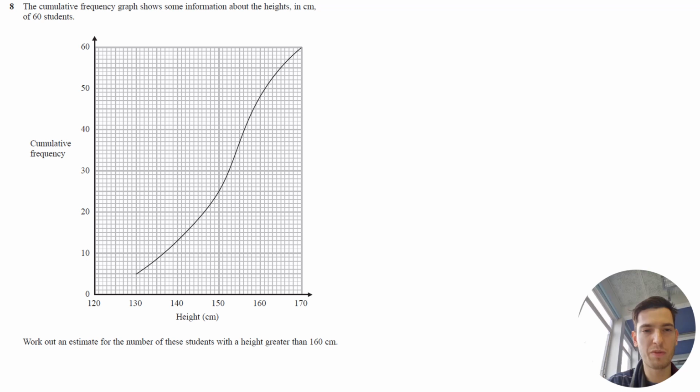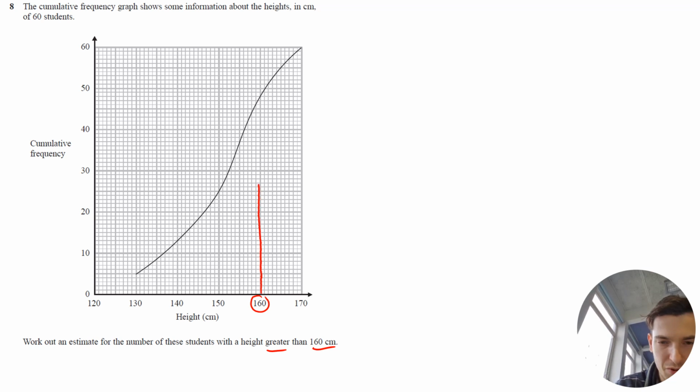Okay, the cumulative frequency graph. We've done that recently, so it should be okay. It shows information about the height of 60 students, and asks for an estimate for the number of students with a height greater than 160. So let's find 160 on my graph, and you should use a ruler. I'm going to do it carefully. I get here, and when I did this with the ruler, this was 48.